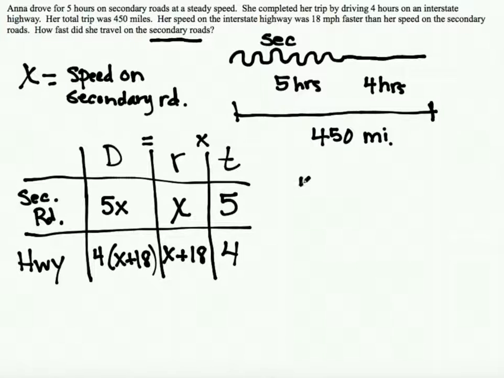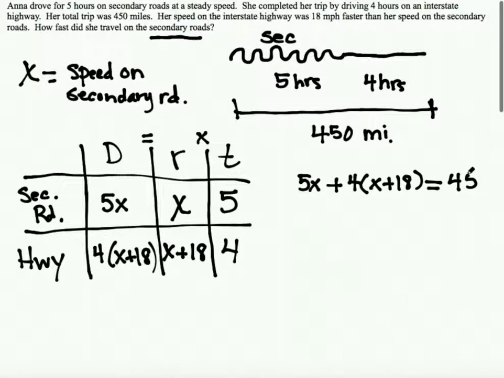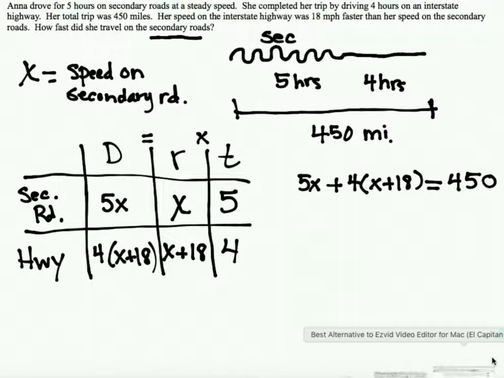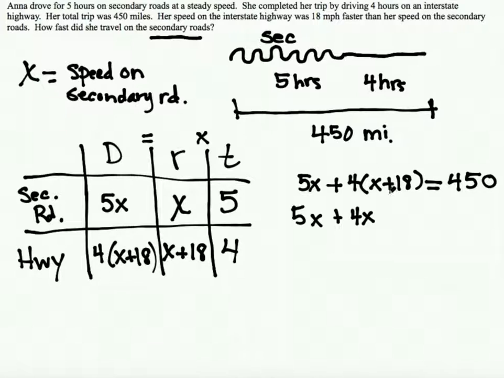So I'm going to take the distance on the secondary road, which is 5x. I'm going to add it to the distance on the highway, which is 4 times (x plus 18). Those two distances added together should give me the 450 miles that she's traveling. Okay, then I'm going to go ahead and solve that. I'm going to distribute, so 5x plus 4 times x gives me 4x, the 4 times 18 gives me 72, is equal to 450.